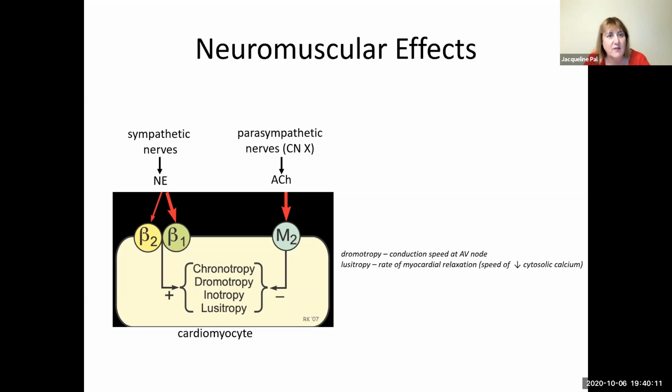So now we're going to learn about the other 2 things. Those are dromotropy and lusitropy. Starting first with dromotropy. Dromotropy is referring to the speed of conduction going through the AV node. So yes, dromotropy is going to be related to chronotropy as well. And then the second new term is lusitropy, which has to do with the speed of myocardial relaxation.